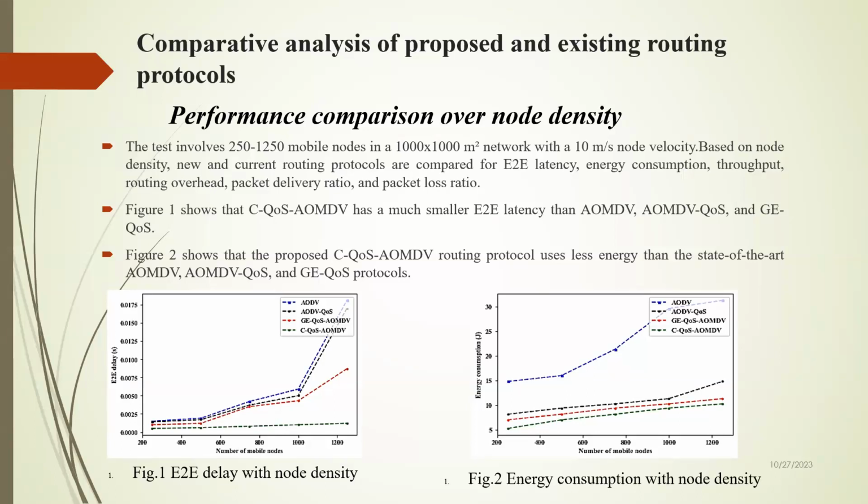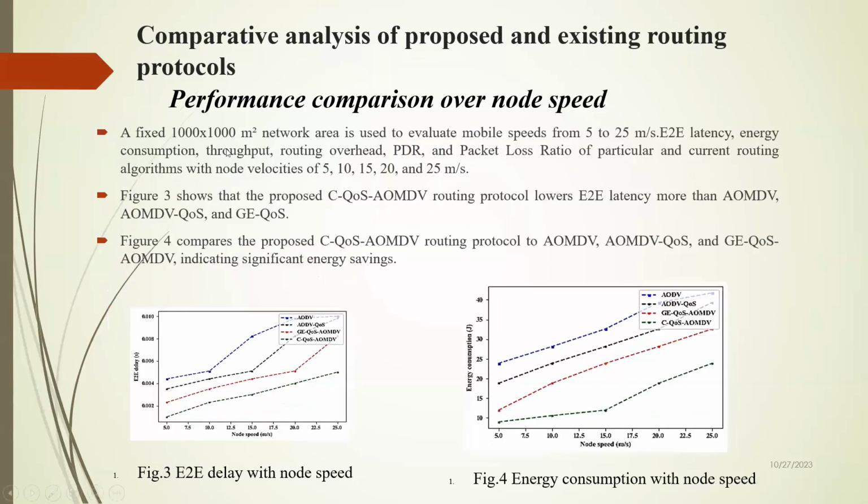And next we compare over the node speed, with mobile speed ranging from 5 to 25 meters per second in the thousand by thousand network area, and performing the specific existing routing algorithms across the variation of 5, 10, 15, 20 and so on, and measure the E2E delay, energy consumption, throughput, routing overhead, PDR and packet loss ratio.